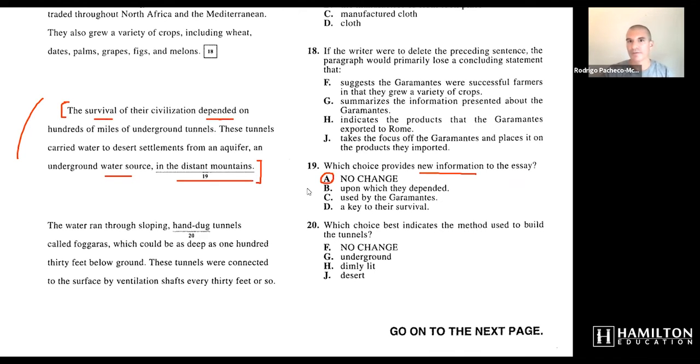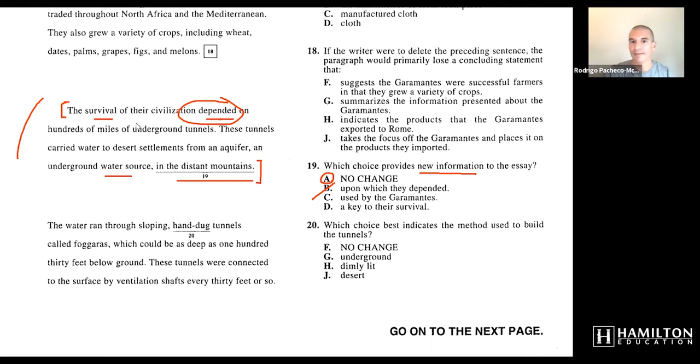Let's look at the other answer choices to identify the elements that are redundant. So B, upon which they depended. We see that here. We're told this in the topic sentence for this paragraph. So that would not be new information. We can eliminate B.